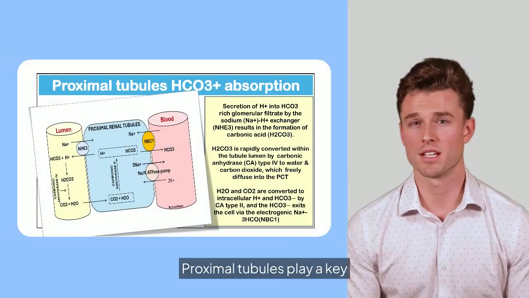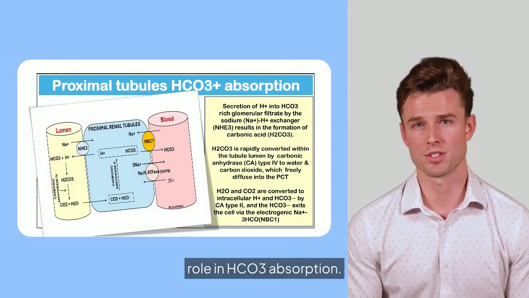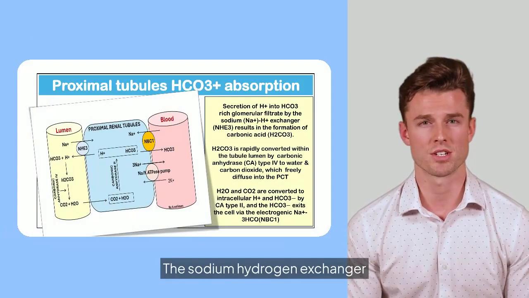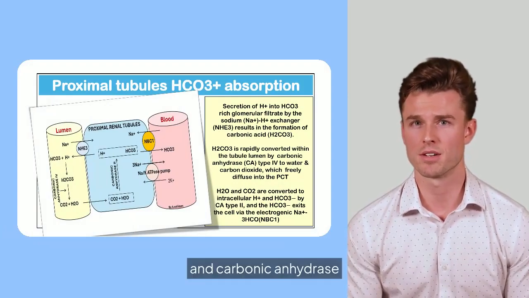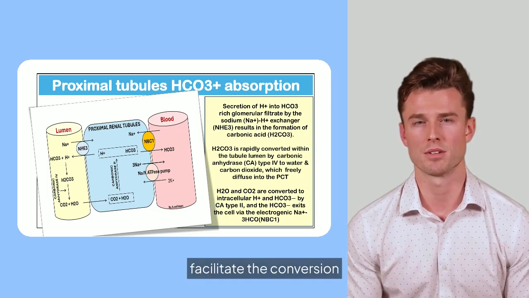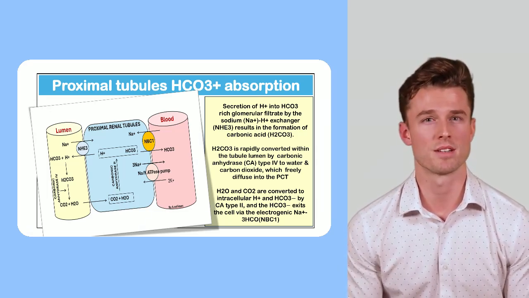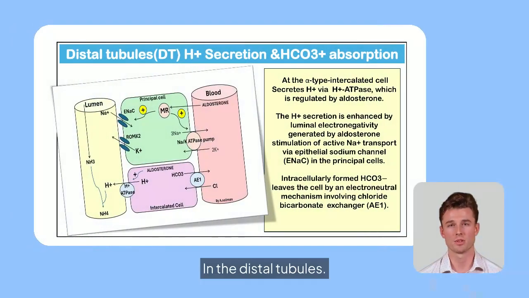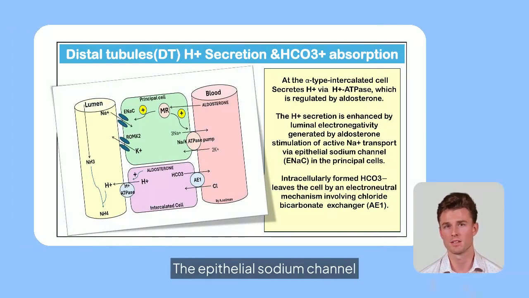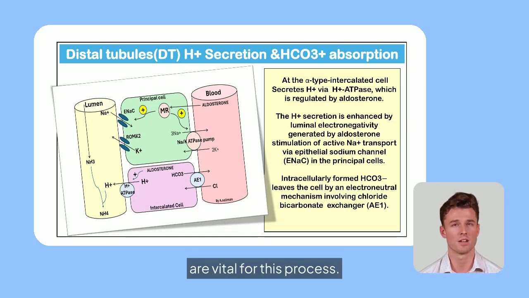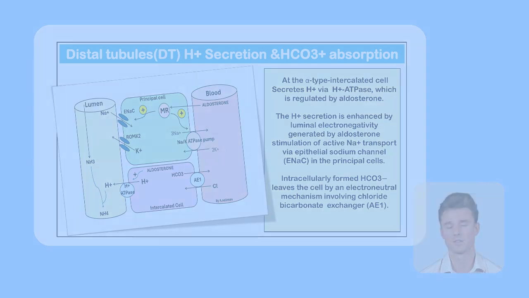Proximal tubules play a key role in HCO3 absorption. The sodium-hydrogen exchanger, NHE3, and carbonic anhydrase facilitate the conversion of carbonic acid, crucial for maintaining acid-base balance. In the distal tubules, H+ secretion and HCO3 absorption are regulated by aldosterone. The epithelial sodium channel, ENaC, and chloride bicarbonate exchanger, AE1, are vital for this process.